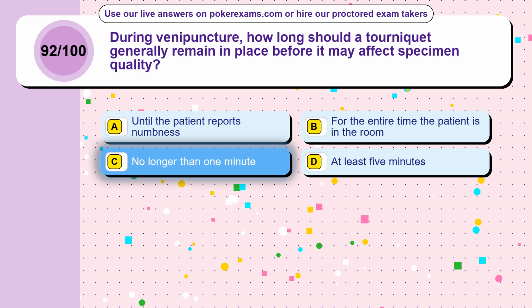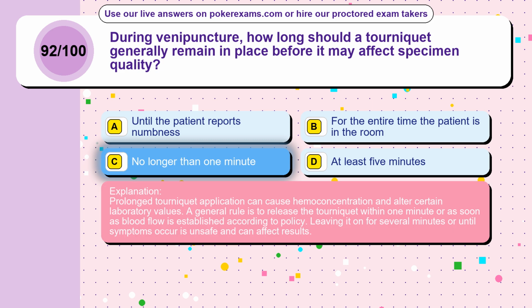No longer than 1 minute. Prolonged tourniquet application can cause hemoconcentration and alter certain laboratory values. A general rule is to release the tourniquet within 1 minute or as soon as blood flow is established according to policy. Leaving it on for several minutes or until symptoms occur is unsafe and can affect results.